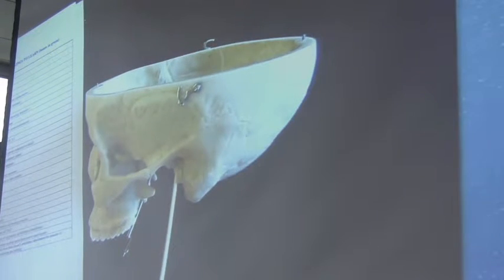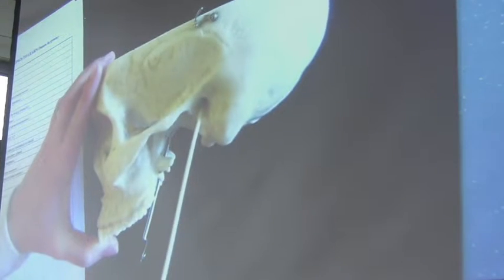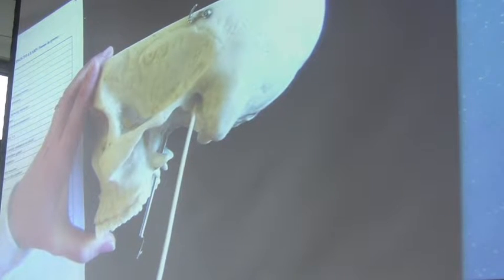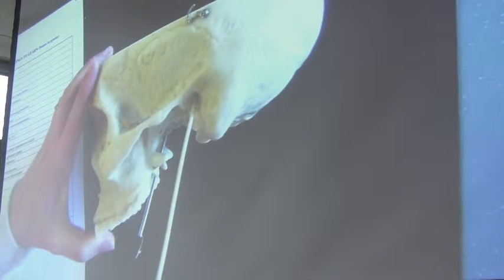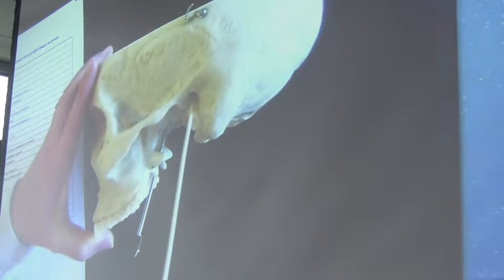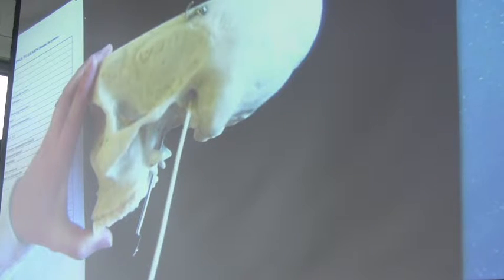Right here, this is also a hole in the temporal bone. Do you know what this hole might be? Yeah, it's your external auditory canal, or I guess I wrote on here external acoustic meatus. They're interchangeable terms. Meatus is a giant hole, right?